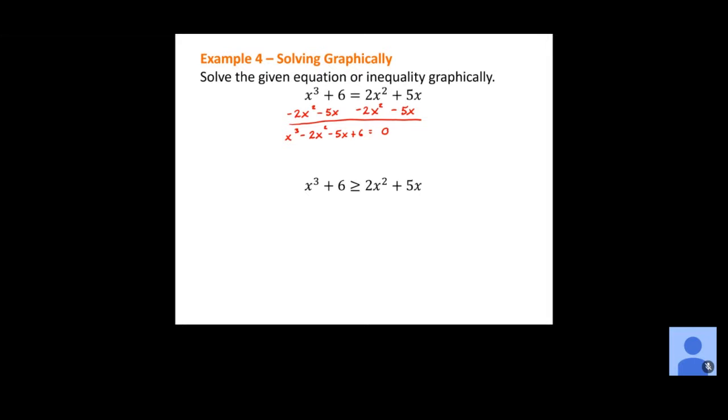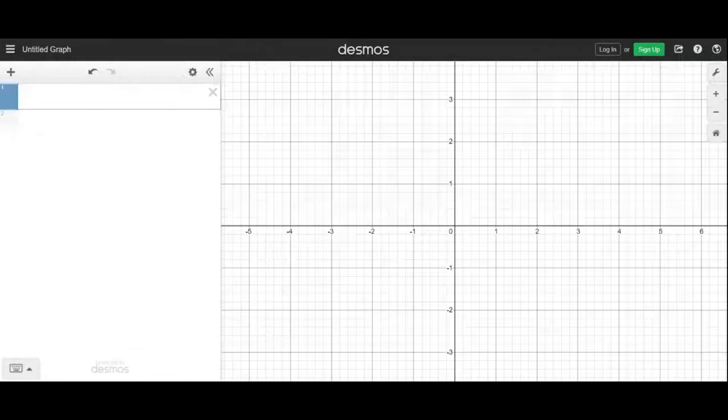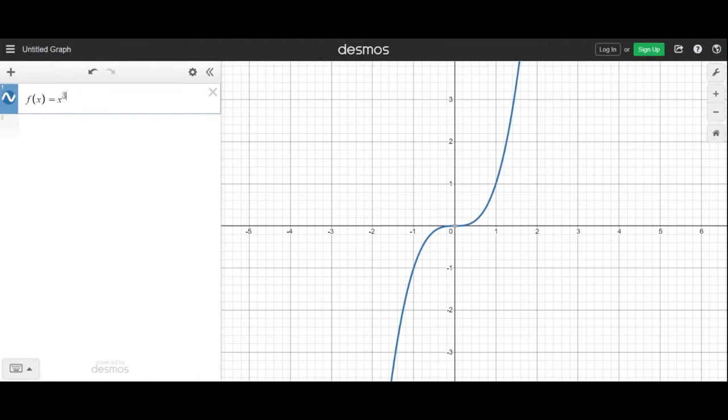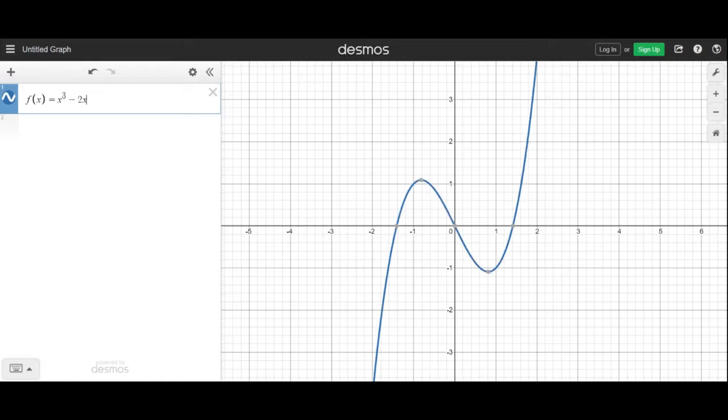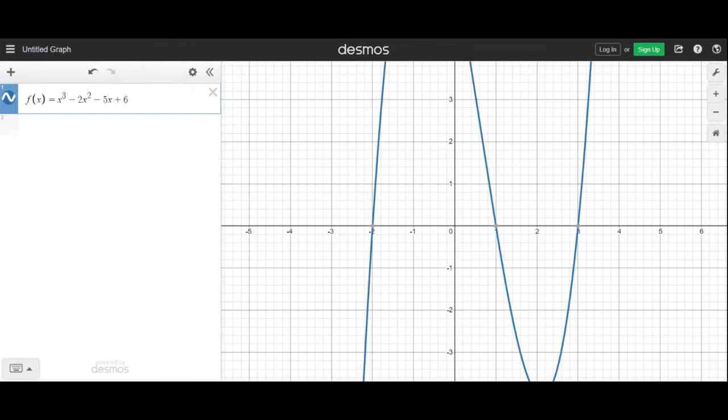Now what I'm going to do is graph the left-hand side of this equation, and figure out where it's equal to 0. In other words, I'm going to graph it, and figure out where it crosses the x-axis. So again, I'll switch over to Desmos. And so we're graphing f of x equals everything on the left-hand side. So x cubed minus 2x squared minus 5x plus 6.